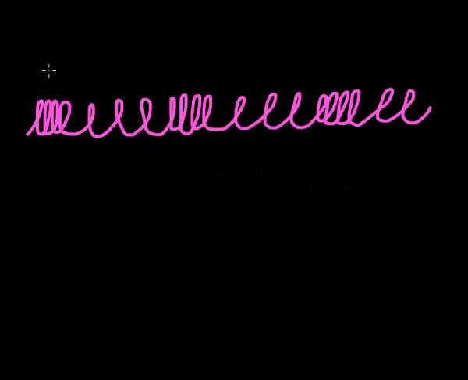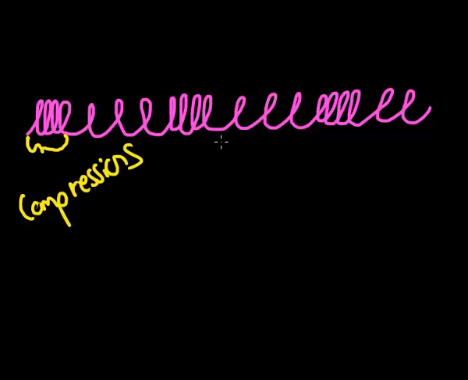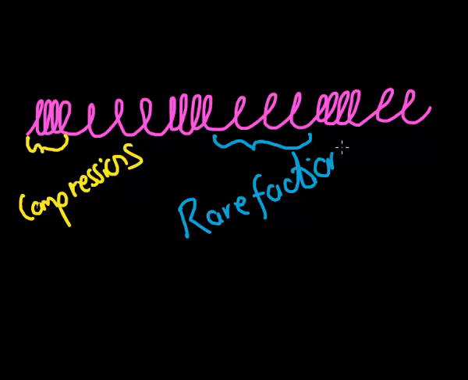Now as said previously, we've got areas in this wave where the springs are compressed and stretched out. We call the areas where these springs are compressed compressions. And those areas of the spring that are slightly more stretched out are called rarefactions. Please take note of the spelling for our rarefactions here.